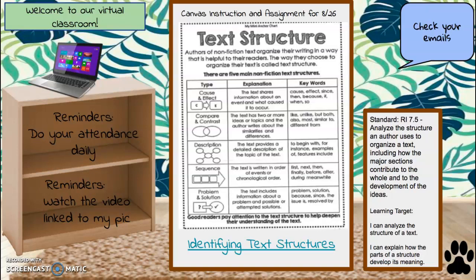To begin with, for instance, examples of features include. Okay? Next, sequence. The natural order of events. The text is written in order of the events, or known as the chronological order. First, next, then, finally, before, after, during, meanwhile. And the last one is problem solution. Okay, that's probably going to be the simplest one because you have a problem and you come up with a solution. The text includes information about a problem and possible attempted solutions. Okay, keywords: problem, solution, the cause, since, the issue is, resolved by.